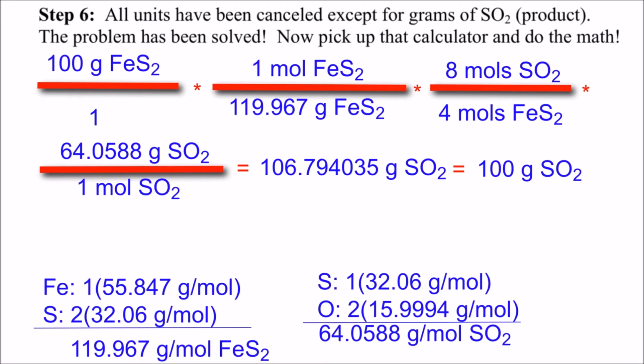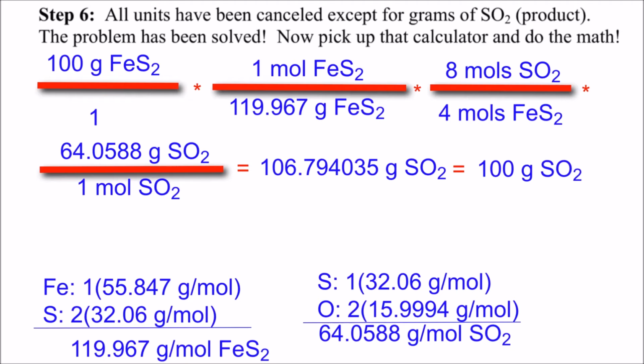Okay, so we come up with 106.79 blah blah blah. But with our significant digits, our given only has one sig fig. That means we have to stop right here. So we get 100 grams of sulfur dioxide as our answer.